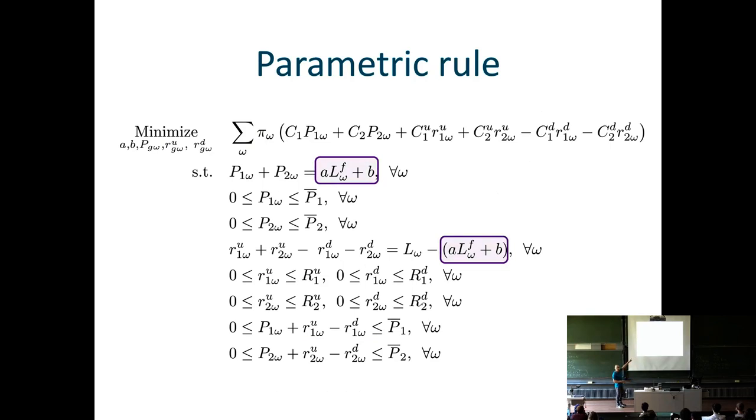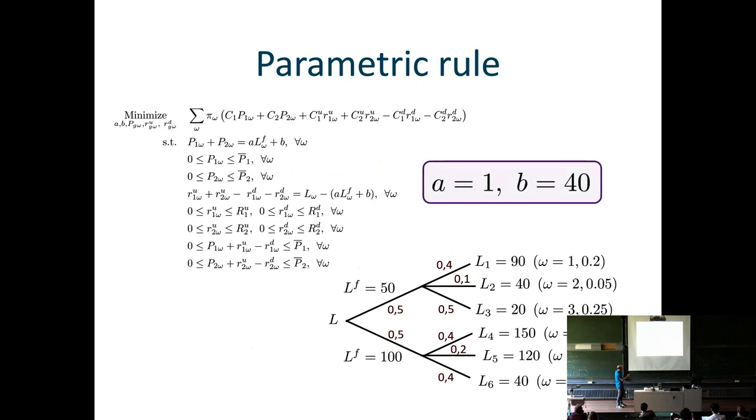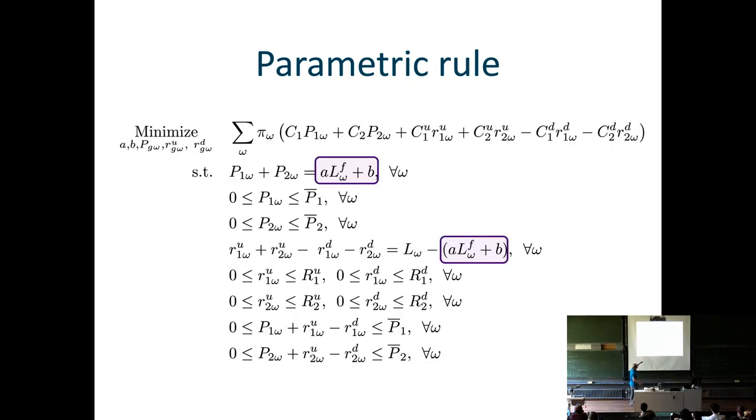This is my parametric rule. You see that instead of L hat, what I have now is my rule. So, given the forecast, I'm plugging in A times forecast plus B. This is the modification of the rule that I want to compute optimally, and that's why I'm solving this problem. This is the expectation of the cost for all the scenarios. And here I have to repeat the constraints that we saw before, the first stage constraint and the second stage constraint for all the scenarios.